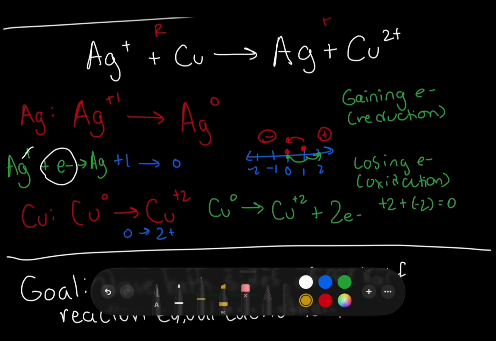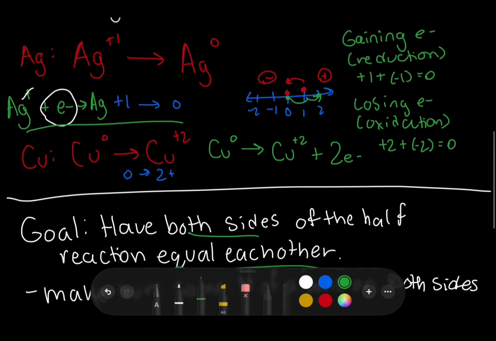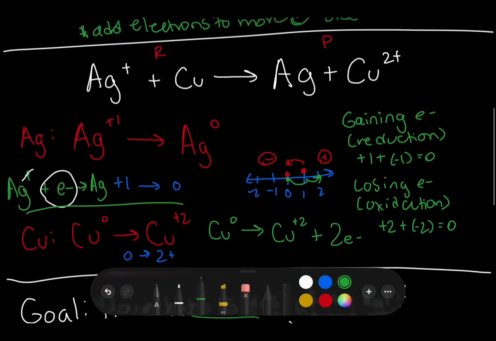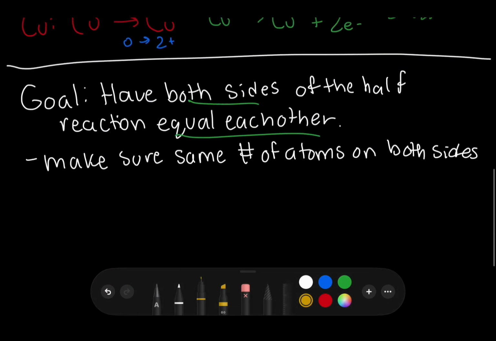Just like we had it here in this situation, where we went from a +1, we added a -1, and it turned into 0. So this is what's basically happening in half reactions, where we want both sides of the half reactions to equal each other. However, before balancing these reactions, we do need to make sure that the number of atoms are equal on both sides, which is what we did here. Again, as I said earlier, we had 1 Ag, 1 Ag, 1 Cu, and 1 Cu. And that's how we were able to do both these things.